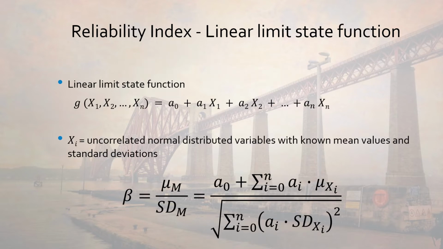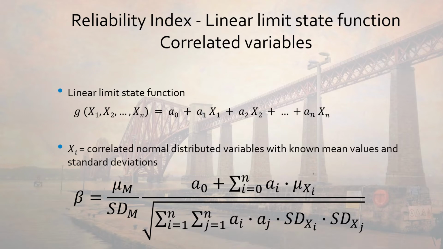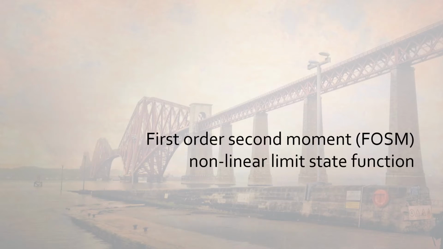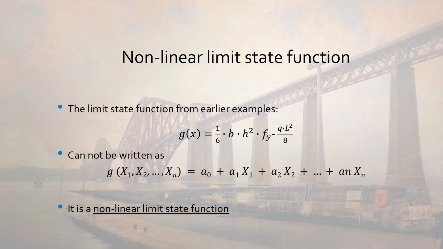With the linear limit state function, the Cornell safety index can be established as a function of these a parameters as shown. For correlated variables, the mathematics is slightly more complicated, but the safety index is still of the same type. A problem arises when the limit state function is not linear. As an example, the limit state function we used in the earlier simply supported beam case, if the breadth, height and length are also assumed as uncertain variables, is a nonlinear function.